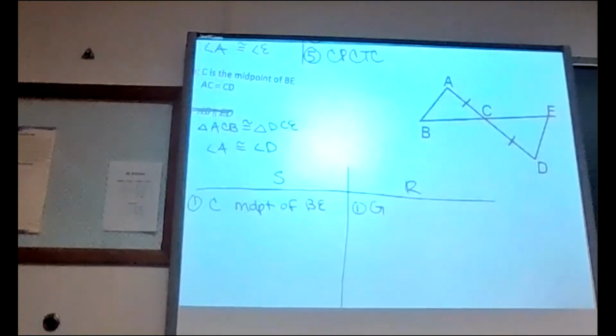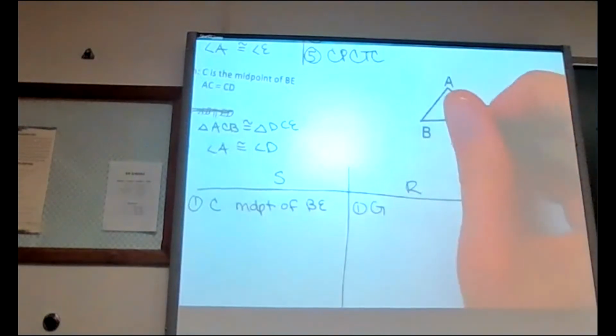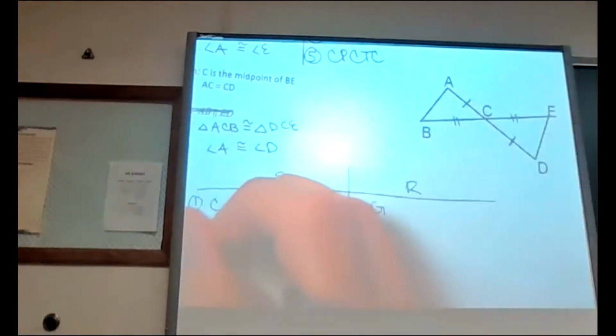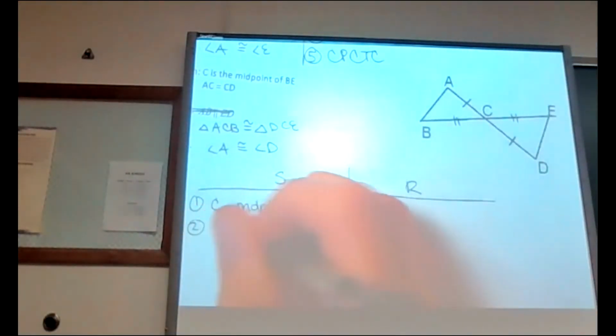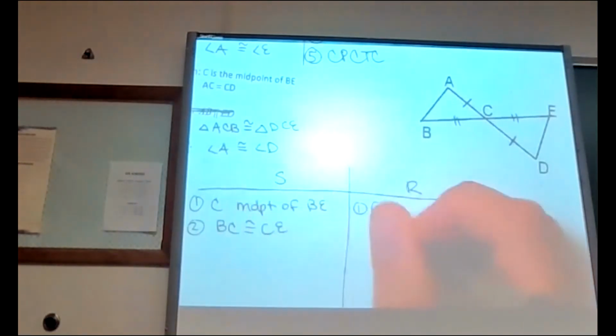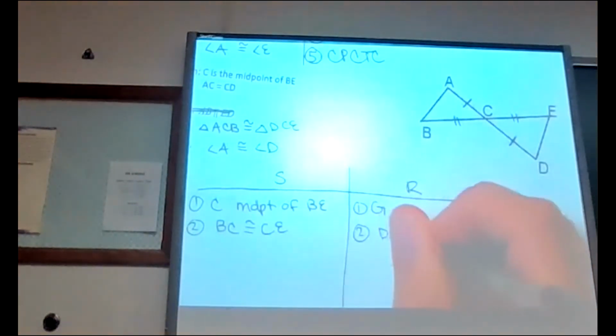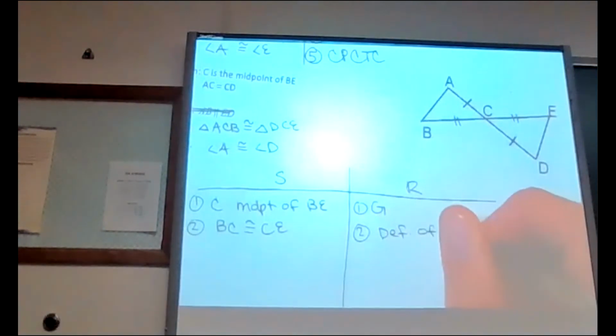So if C is the midpoint of BE, then what does that mean is true? What two segments would be congruent? BC and CE. Yep, this segment and this segment. So then BC would be congruent to CE, definition of midpoint.